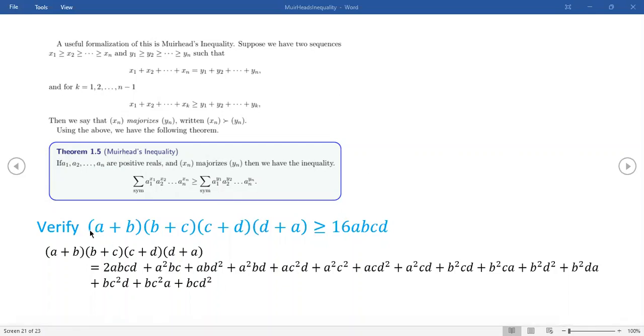We're trying to establish that this product right here, (a plus b) times (b plus c) times (c plus d) times (d plus a), is greater than or equal to 16 times the product of a, b, c, and d. Now, I saw no way to do this other than expand it out, and this part right here was tedious.